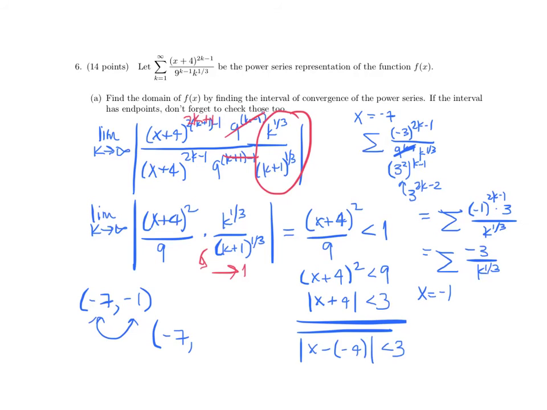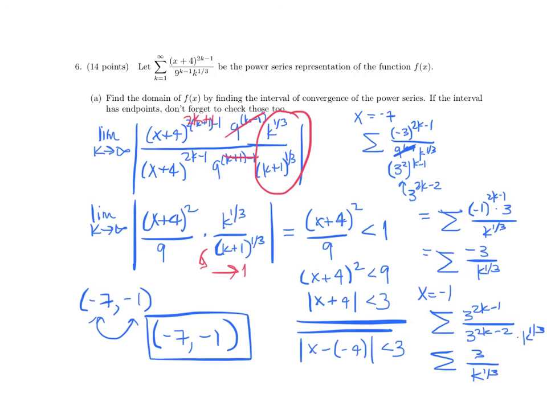While plugging in negative 1 for x, we have the following series. I used the same algebra trick to express 9 to the k minus 1th power as 3 to the 2k minus 2th power. And so we end up with positive 3 over k to the 1/3 power this time. Again, a p-series, scalar multiple of a p-series where p equals 1/3, and so it diverges. We cannot include -1 either in our interval of convergence, and so that is our final answer.